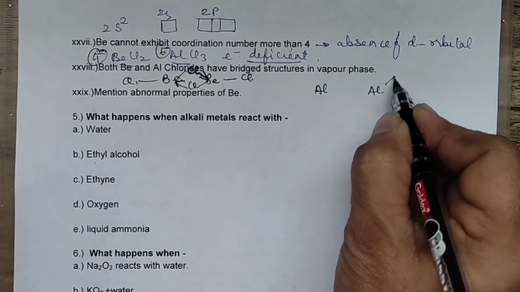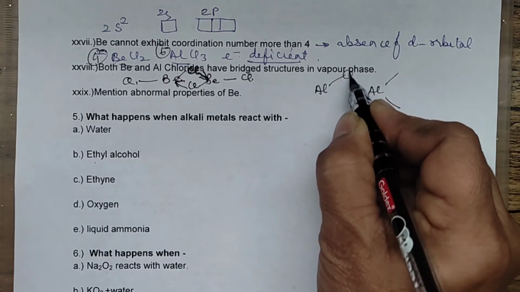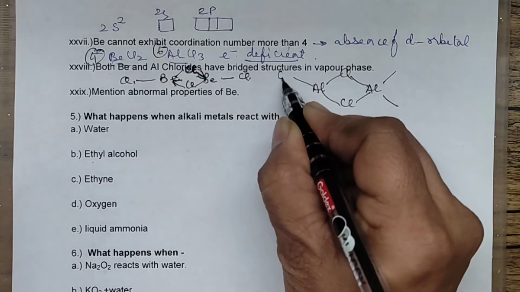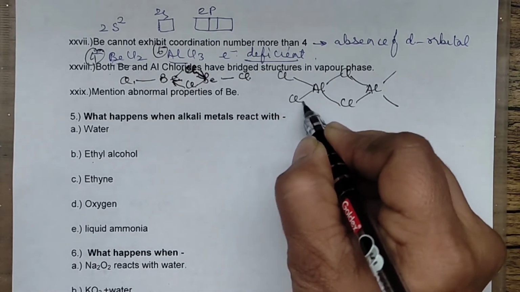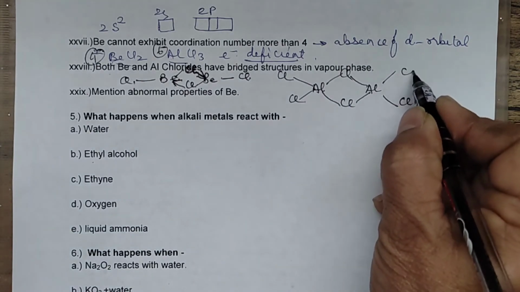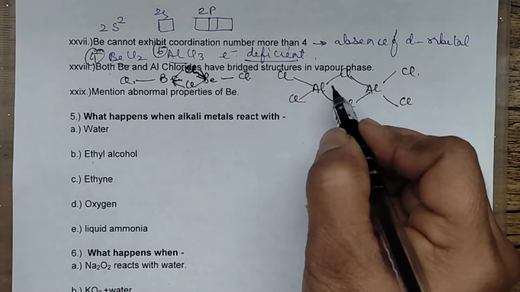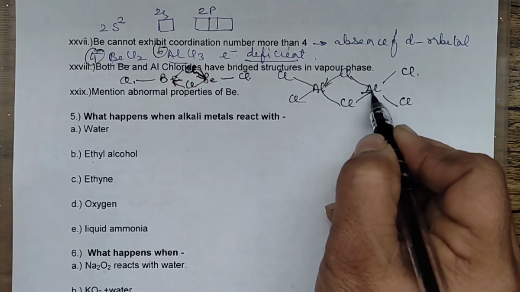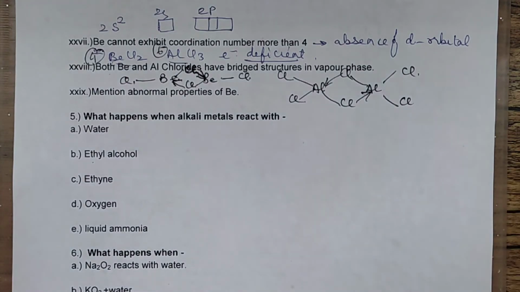Same way AlCl3 also will have a similar tendency to exist as a bridged structure. Okay, like this. You'll have chlorine, chlorine. Okay, so you'll have like this. This chlorine giving electron here. This one also giving electron. So both aluminiums will get the electrons in their valence shell.